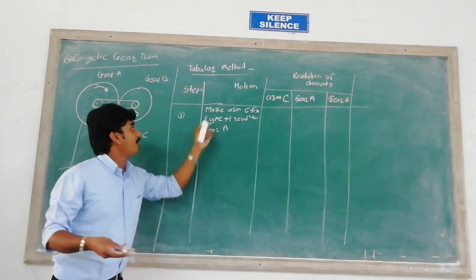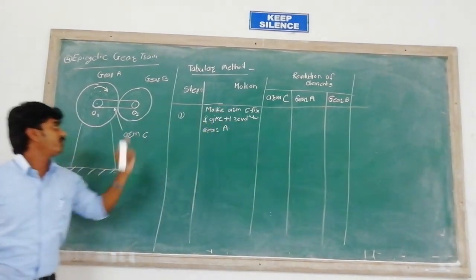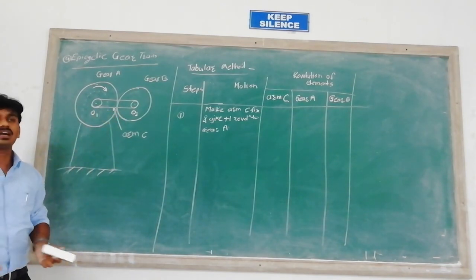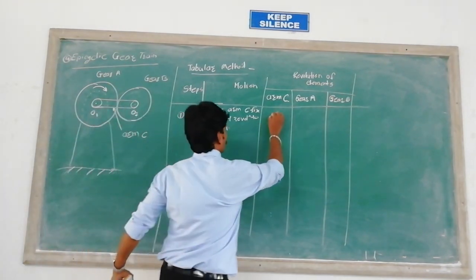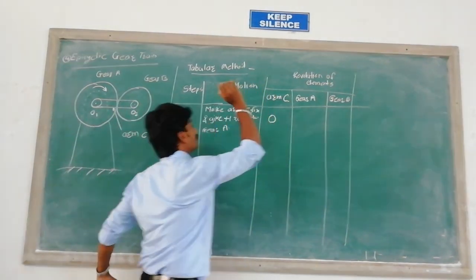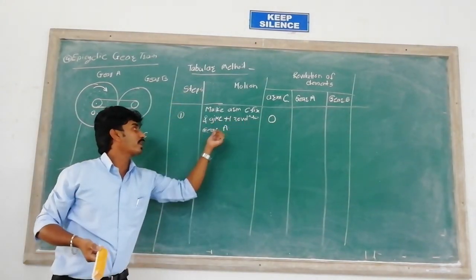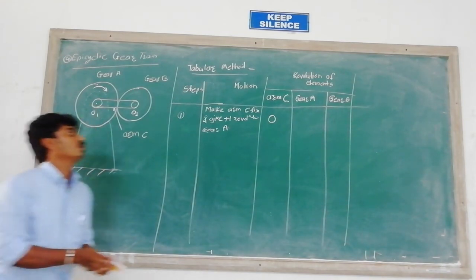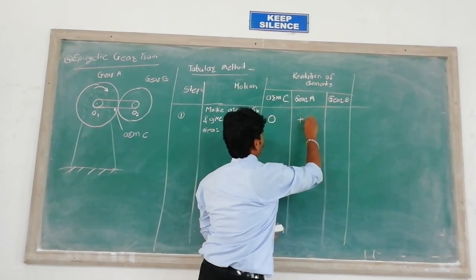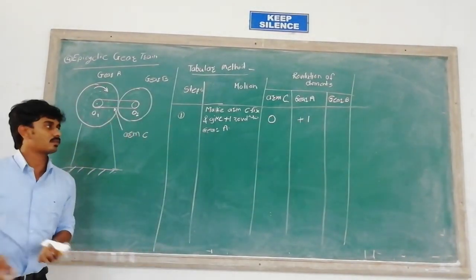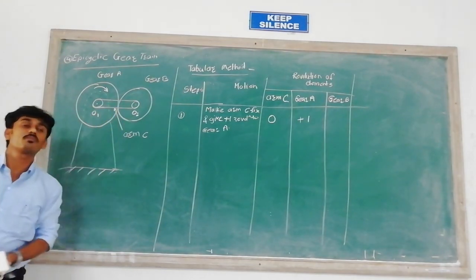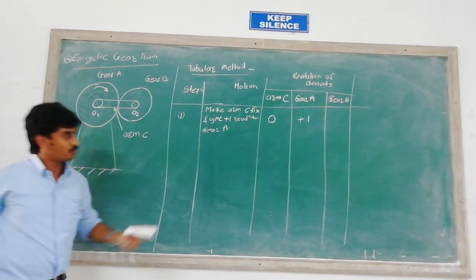Okay. When we mark arm C fixed, it means arm C is fixed, so there is no revolution; arm C will perform zero revolution. So the revolution of arm C is equal to zero. We are giving plus one revolution to gear A, so the revolution of gear A is equal to plus one. Now, when we mark arm C fixed and give plus one revolution to gear A, how much revolution will gear B perform? We will find this out.